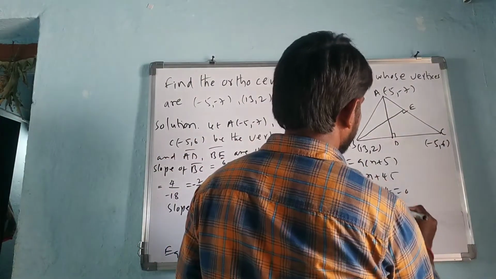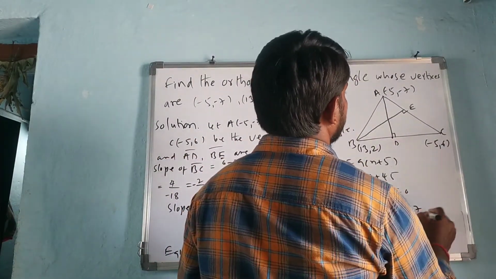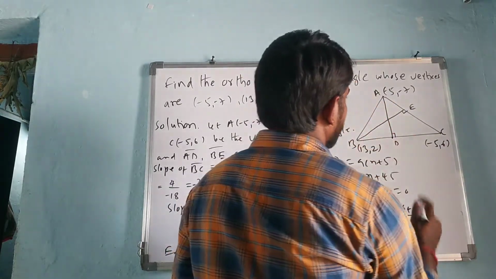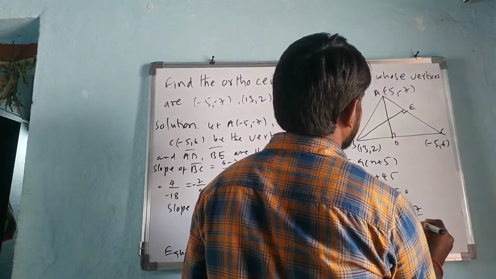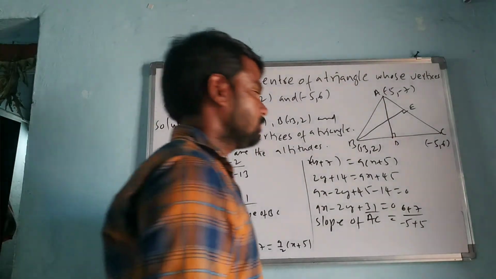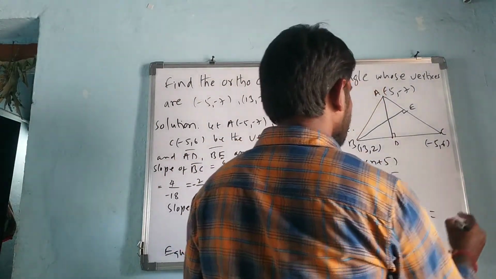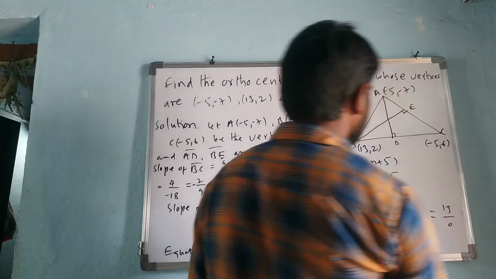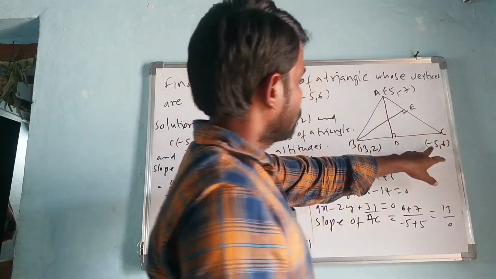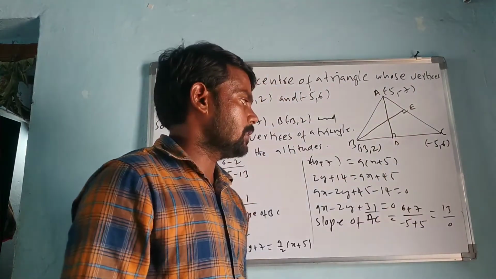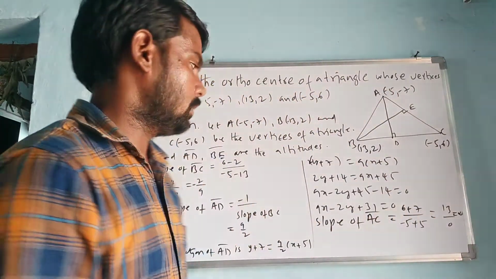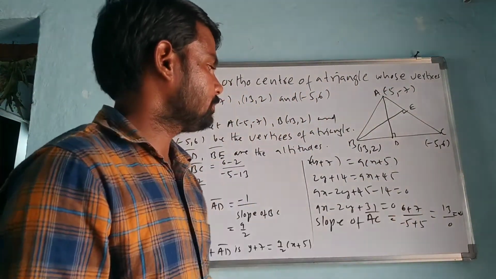So y2 minus y1 is 6 plus 7, by x2 minus x1, which is minus 5 plus 5. 6 plus 7 is 13, so 13 by 0, which is infinite. So the slope of AC is infinite.